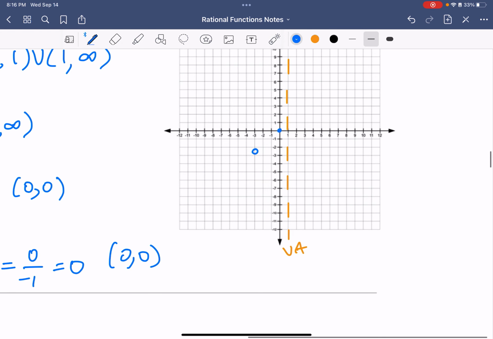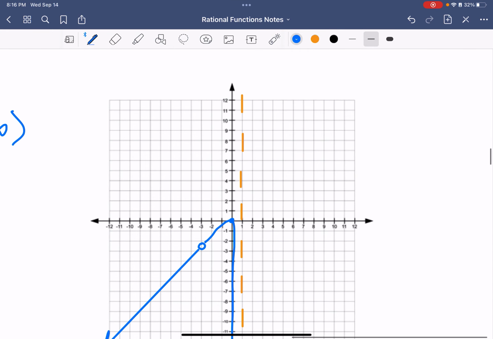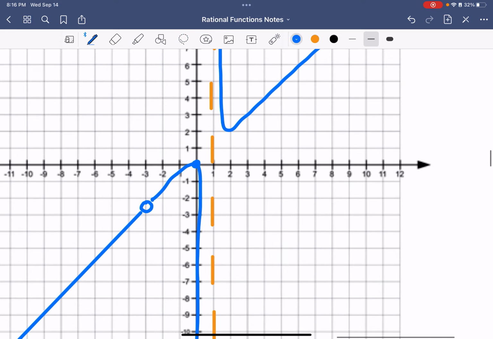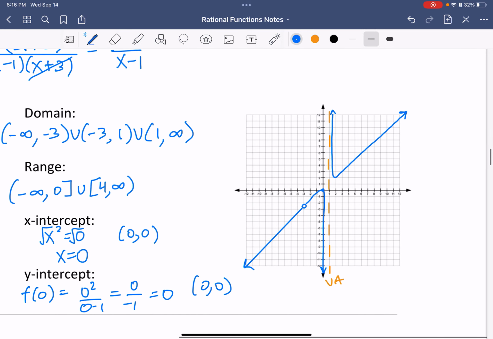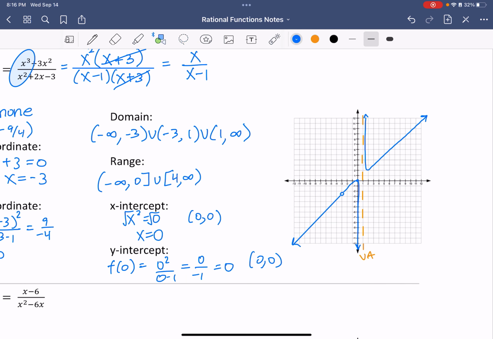Okay, and now you can use your calculator to sketch. So the graph went something like this.